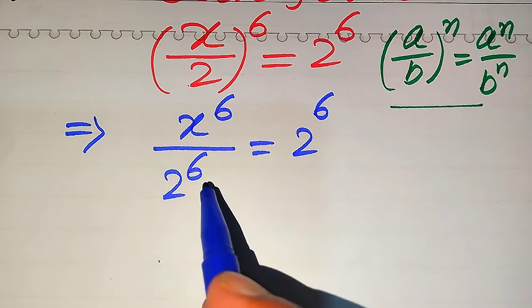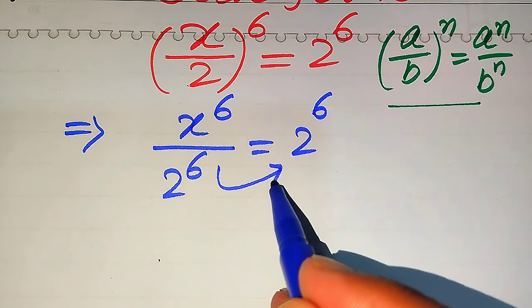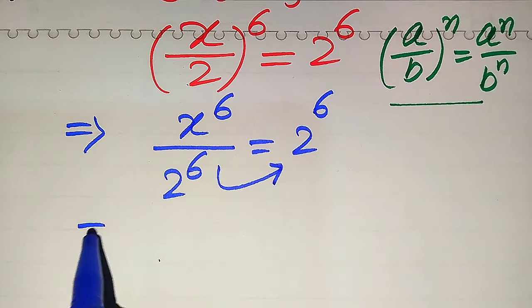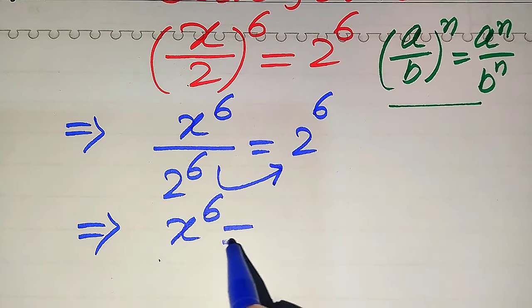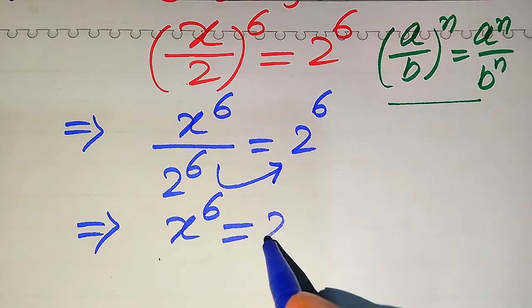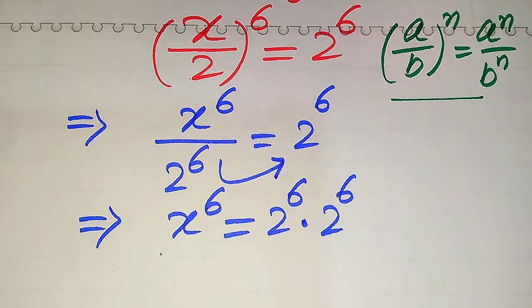And now you see here this 2 to the power of 6 is dividing on the left hand side, and when we move it to the right hand side it is multiplied by 2 to the power of 6, and after that it will be written as x to the power of 6 equals 2 to the power of 6 multiplied by 2 to the power of 6.